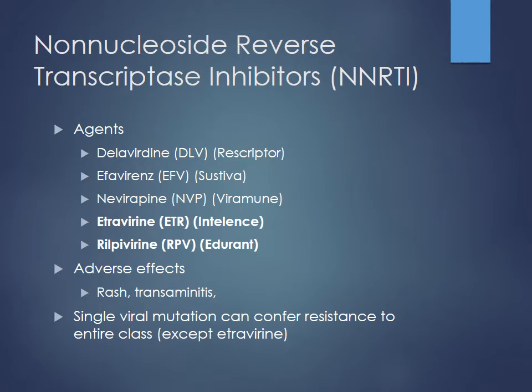Things like etravirine and rilpivirine have a higher durability. They require more mutations before they lose activity. We'll talk about resistance testing a little bit later, but just realize that this is why these are recommended more as first line now, because they are more durable against resistance.